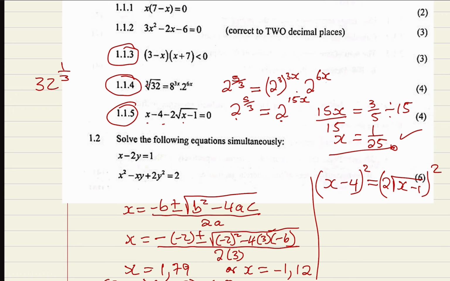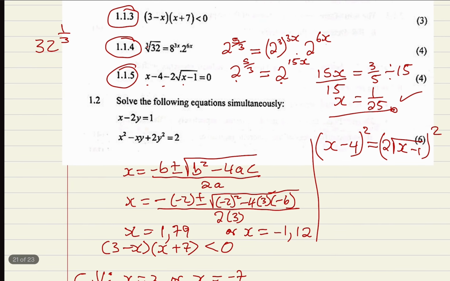In squaring both sides, be careful. We square the first term, then we multiply this and times it by 2. That will be minus 8x. Then you square the last one, which will be plus 16. Okay, and then this is equal to 4 into x minus 1. Don't forget to square the 2.